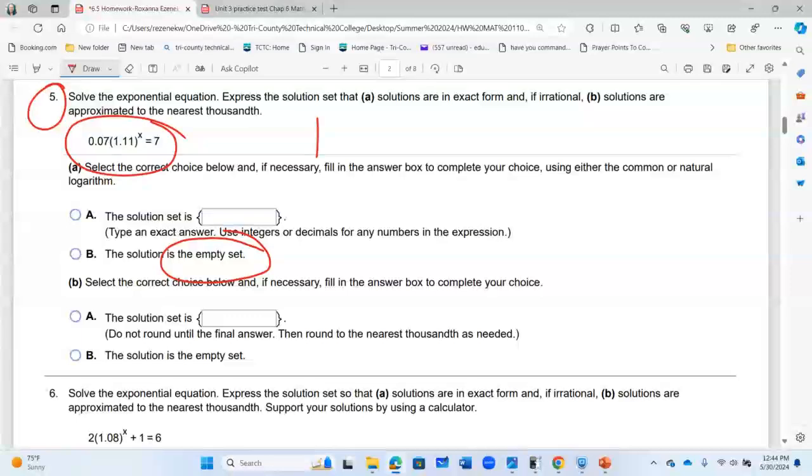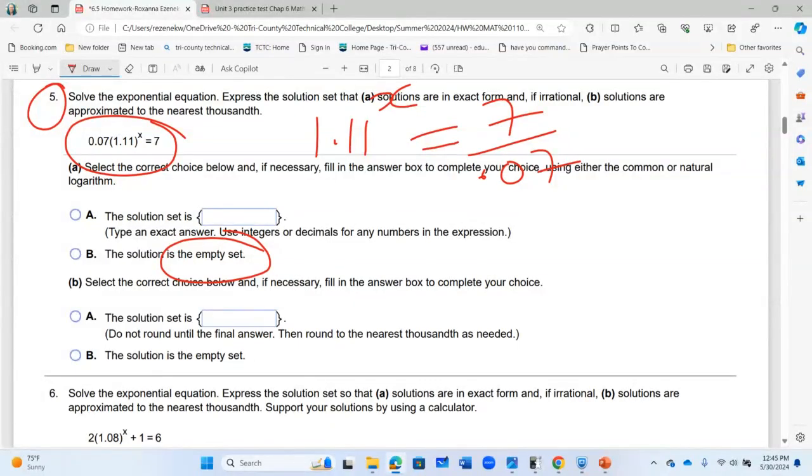So the first thing I want to do is rewrite this as 1.11 all to power x is equal to 7 divided by 0.07. So I have rewritten the function. All right, so the next thing I have to do is take log of both sides, because there is no other way to simplify it.